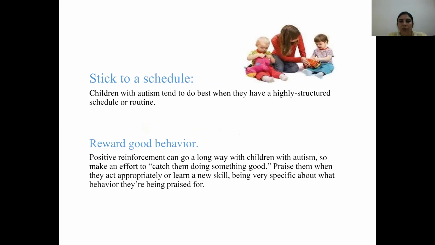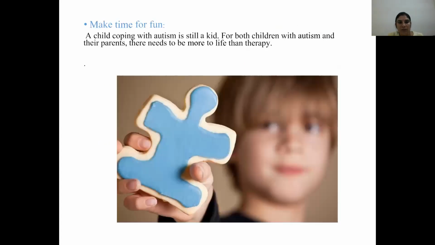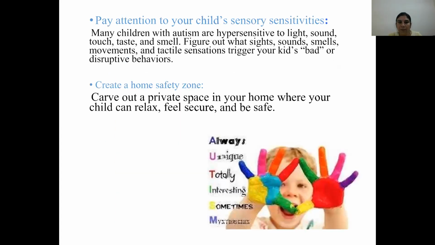Reward good behavior. Positive reinforcement can go a long way with children with autism. So make an effort to catch them doing something good. Praise them when they act appropriately or learn a new skill, being very specific about what behavior they are being praised for. Make time for fun. A child coping with autism is still a kid. For both children with autism and their parents, there needs to be more to life than therapy.